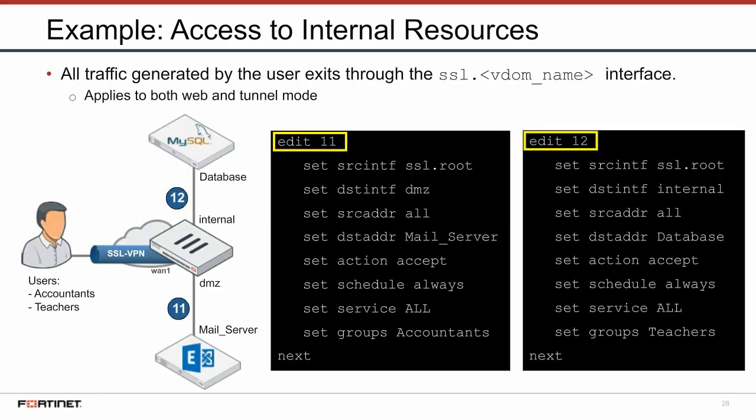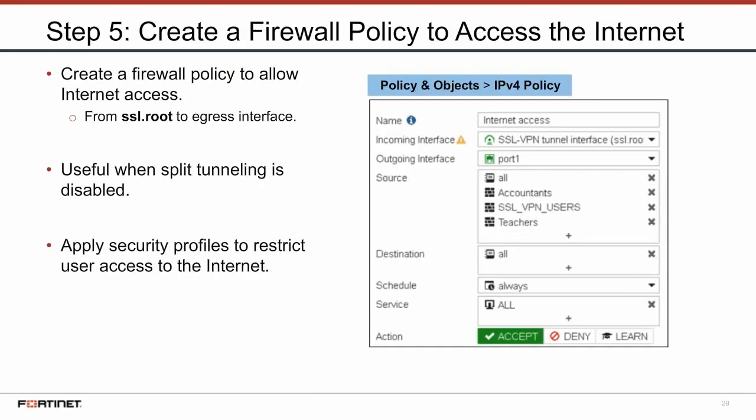Any traffic from SSL VPN users, whether in web portal or tunnel mode, exits from the ssl.vdom_name interface. This slide shows an example of firewall policies that are configured to allow access to resources behind other interfaces that users need access to when connected through SSL VPN. Optionally, if split tunneling is disabled, you need to create an additional firewall policy from ssl.root to the egress interface to allow clients access to the Internet. You can also apply security profiles to this firewall policy to restrict users' access to the Internet.